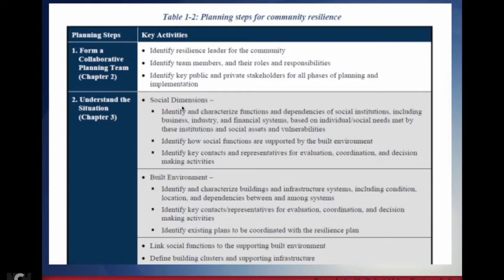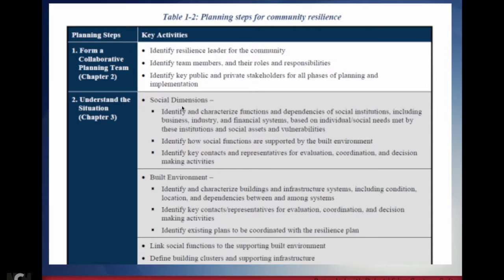The second step, understanding the situation, looks at social dimensions, the built environment, and then linking the functionalities of the social to the built environment and defining building clusters and supporting infrastructure. Now, under the social dimensions, they talk about identifying and characterizing functions and dependencies of social institutions, including business, industry, and financial systems, based on individual social needs met by these institutions and social assets and vulnerabilities.